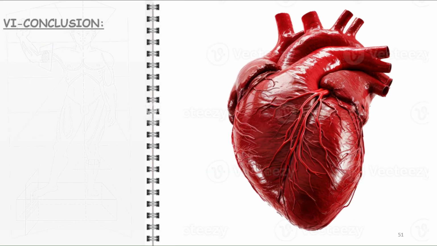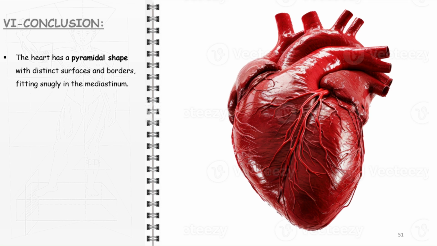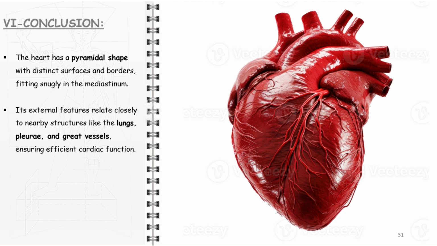To conclude, the heart has a pyramidal shape with distinct surfaces and borders, fitting snugly in the mediastinum. Its external features relate closely to nearby structures like the lungs, pleura, and great vessels, ensuring efficient cardiac function.